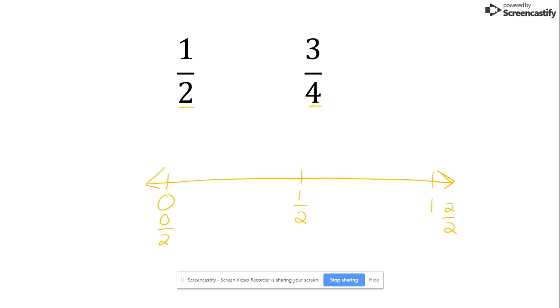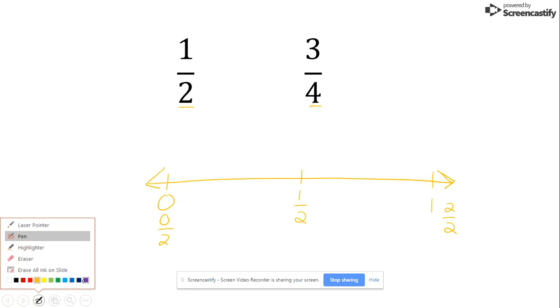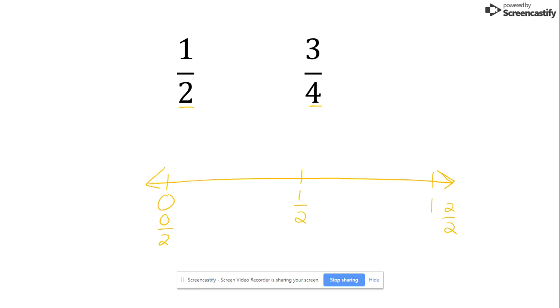So all of my halves are labeled underneath. And then I'm going to draw fourths. I can do that by cutting each of my sections in half. So now I have 1, 2, 3, 4 spaces. And again, I have 0 on that very first tick mark and 1 at the very last tick mark. And I'm going to label all of my fourths now on top of my number line.